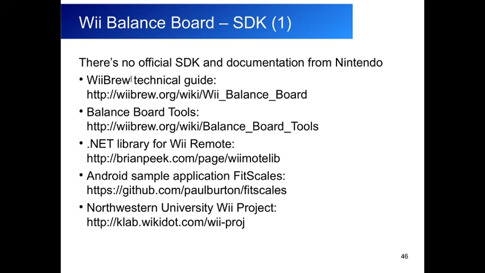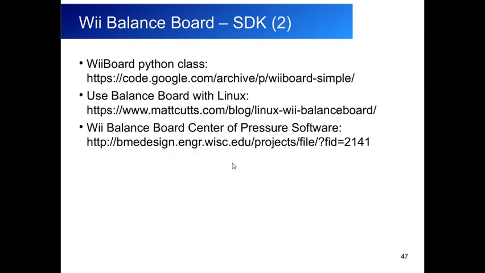Again, the balance board has its specific information and the hacking tools. And here you can see additional programs or examples. Again, here for Python, you can use Python, you can use the board in Linux, and so on.